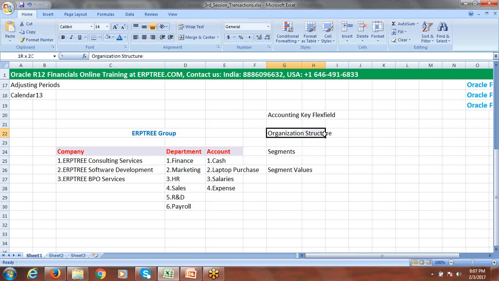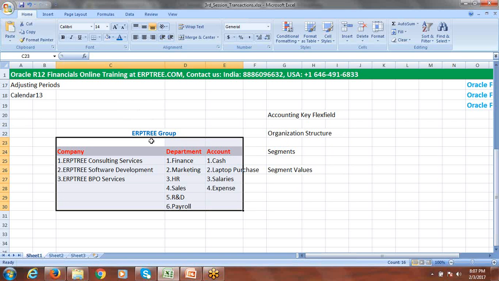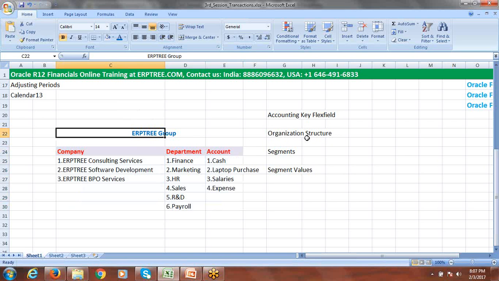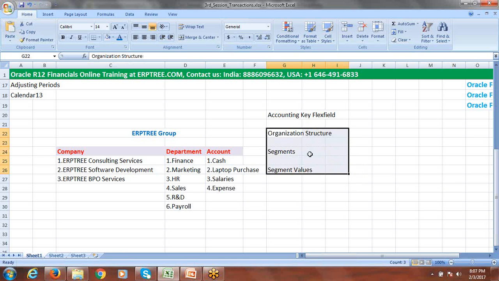So what is the meaning of organization structure? The segments and value sets together we call the organization structure. If these are not there, what structure do we have here? If I don't have this information and I just put this name and call it my organization structure, it's blank, nothing. When we have these segments and the segment values, that combination is what you call the organization structure. But we are just giving a title. So all these structure names, the organization structure name, nothing but company name.